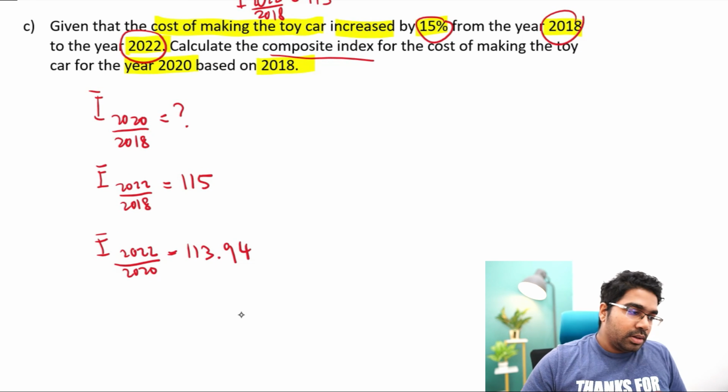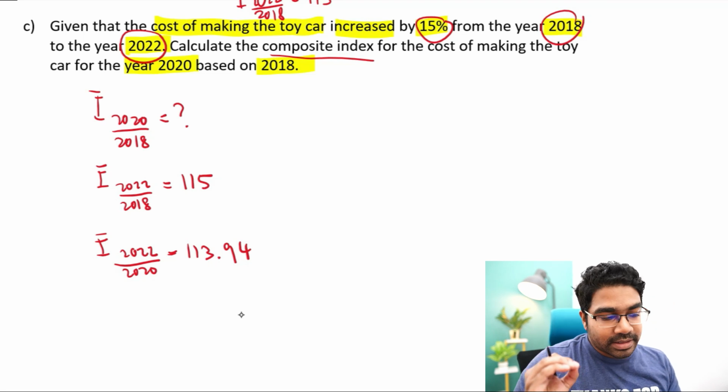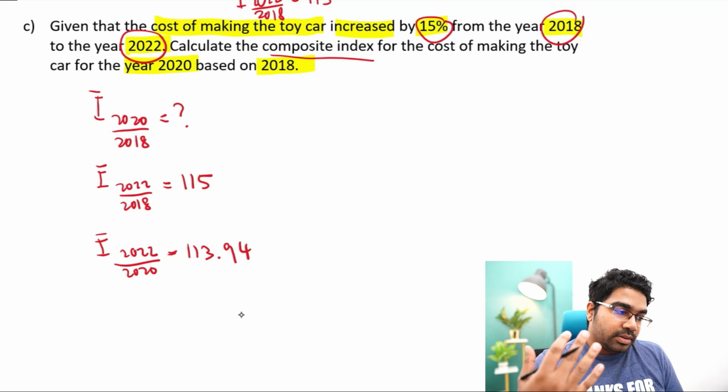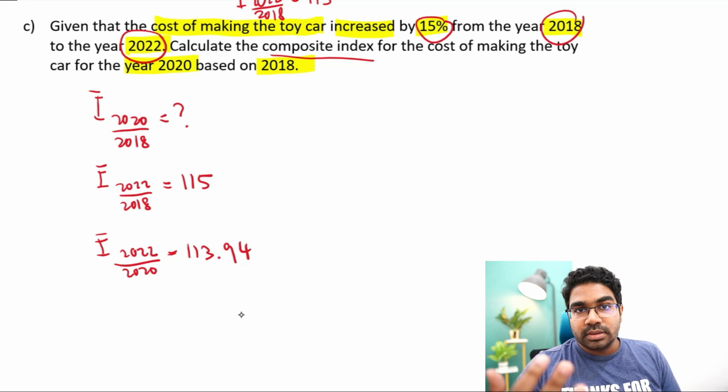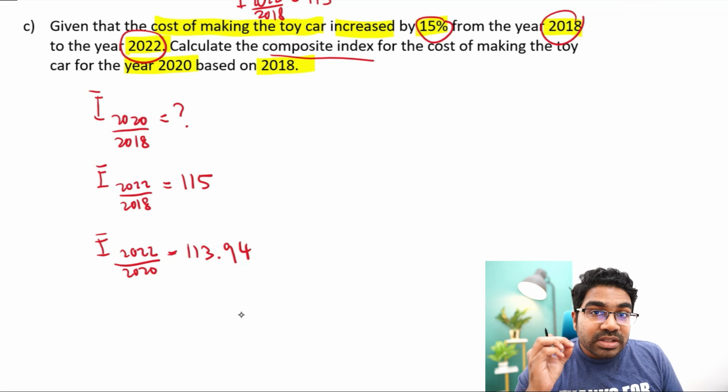Alright, so how do we find this? Now, there's an easy way, that is the ratio method, but I find that a lot of students still get confused with the ratio method. So I'm just going to show you another method that seems to be easier to digest. That's the chain rule. This is a simpler version of the chain rule.